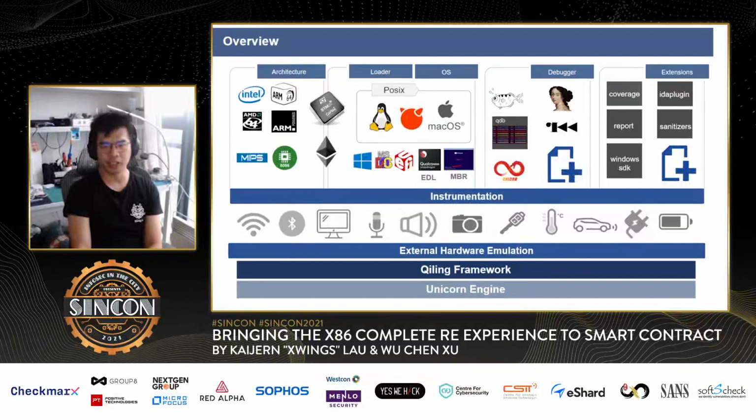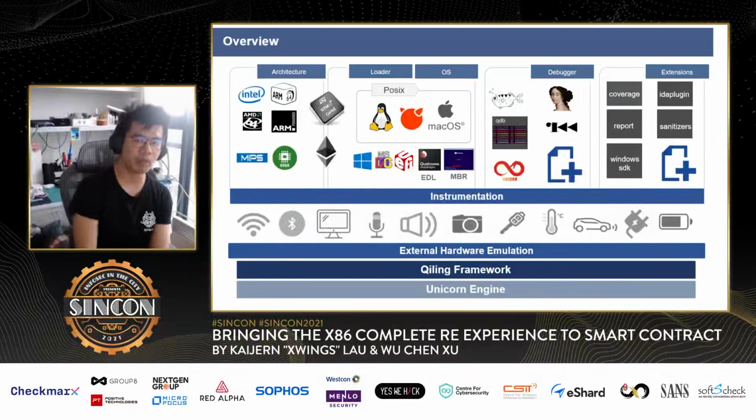Then from Chilling engine, we have a layer where you can emulate different kinds of hardware. That is where the instrumentation and all the APIs come in. Then you have all the different architectures, like Intel x86, x86-64, 32-bit Intel, all the ARM processor series, and then the 8086. We have even emulated MS-DOS, MIPS, Linux, Mac OS, and, like I mentioned just now, EDL and UEFI. And then we built all kinds of debuggers that can connect to Chilling, and all the different kinds of extensions.